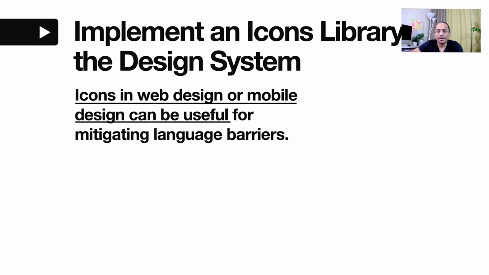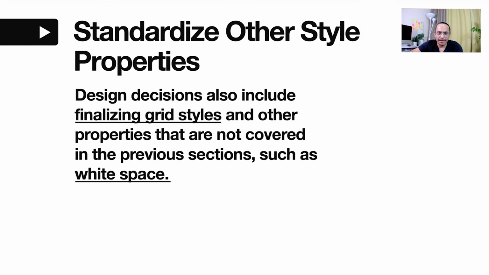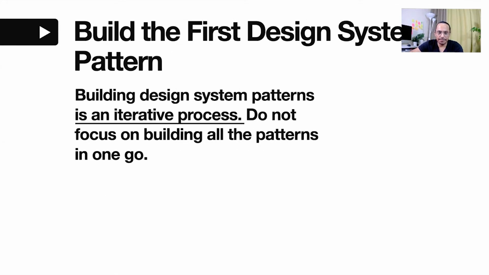And along with that, also have the library of icons in your design systems. Design systems should also include all the icons, and then standard other style properties like the grids and other things, columns. Everything should also be designed and defined, including the white spaces. And then you can start building your design system. Bring everything together and arrange it in a very logical, very meaningful format. And once you have this, that means you'll have a design system.